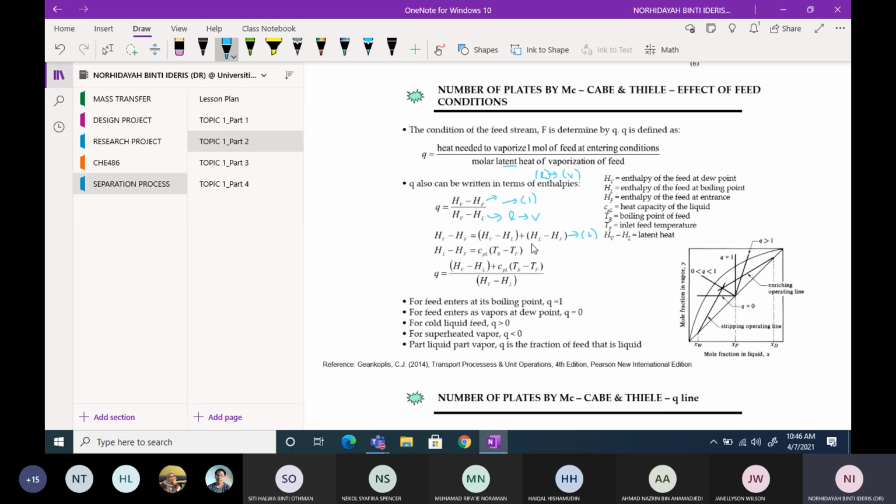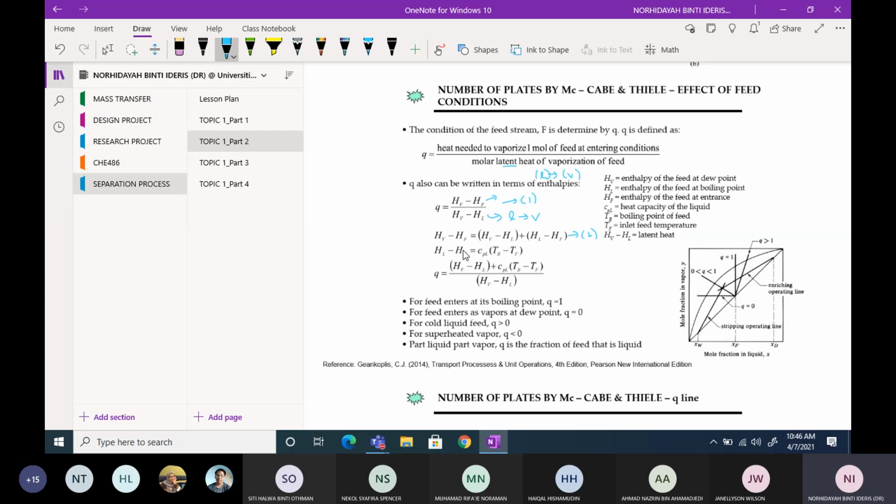Alright, then we go to this HL first. Now, when the liquid phase is coming through your feed to the distillation column, the feed needs to change into the saturated liquid first, right? That takes energy, and after that, the saturated liquid will change into the vapor. That's why this term plus this term.